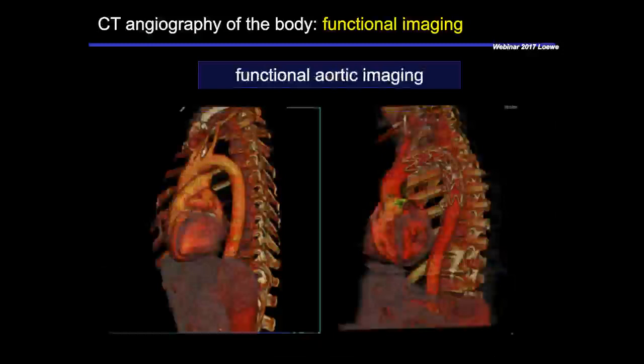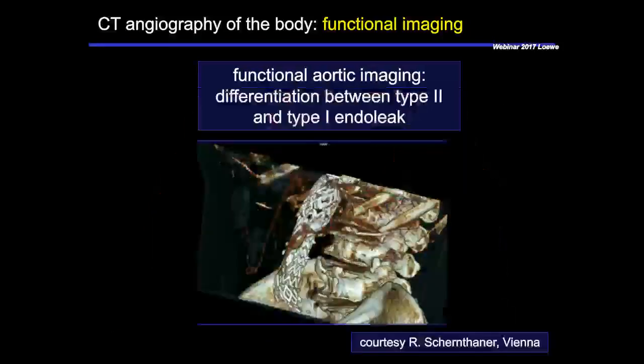Unfortunately, the movies are not working out here, but this should just show you that by applying ECG gating, it also becomes possible to directly demonstrate the movement of the aortic arch, and we can also use it as a dynamic acquisition to differentiate between high flow and slow flow endoleaks after endovascular aortic repair, which is sometimes really critical and challenging.